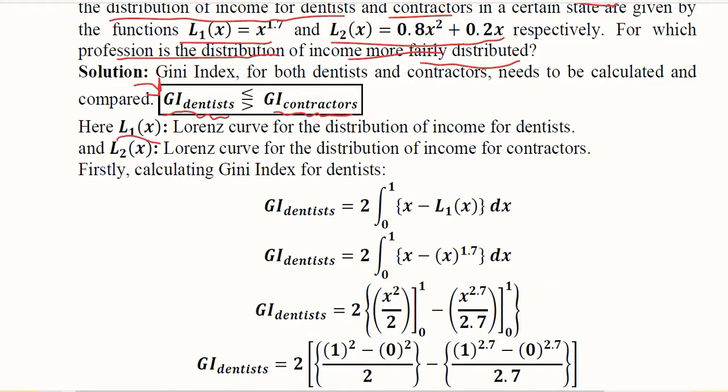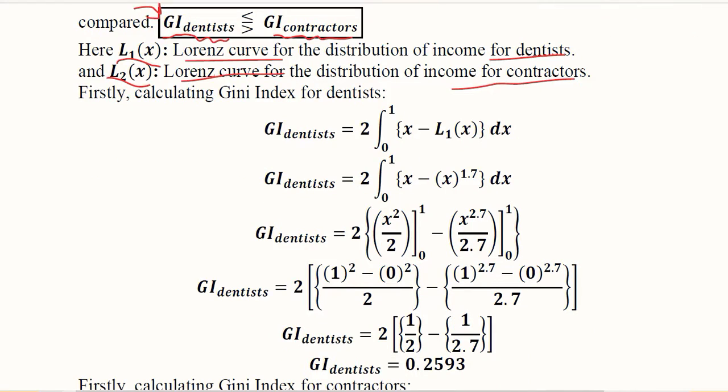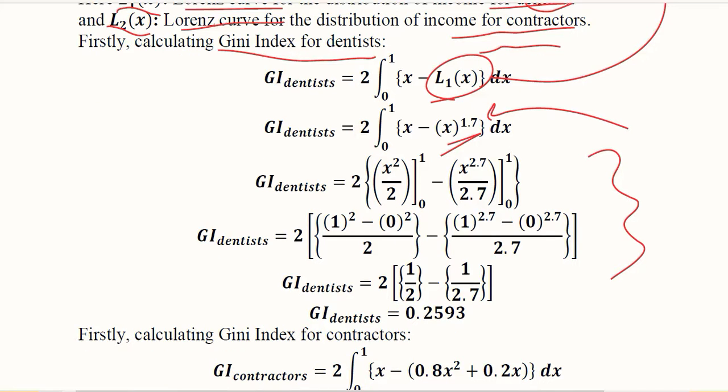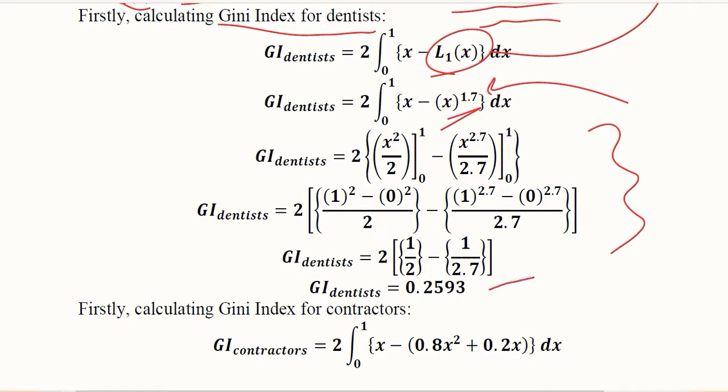We are given the first Lorenz curve and the second Lorenz curve. The first Lorenz curve deals with the dentists and the second Lorenz curve deals with the contractors. This is the Gini index for dentists, and in this we use the formula as it was, but that was a general notation. Now it is the Lorenz curve of the dentist. So we put in the value given in the statement for the Lorenz curve of the dentist. The remaining thing is simple algebra, which is done after the integration. After putting these values, we get a certain value for the Gini index of the dentist. It is 0.2593.